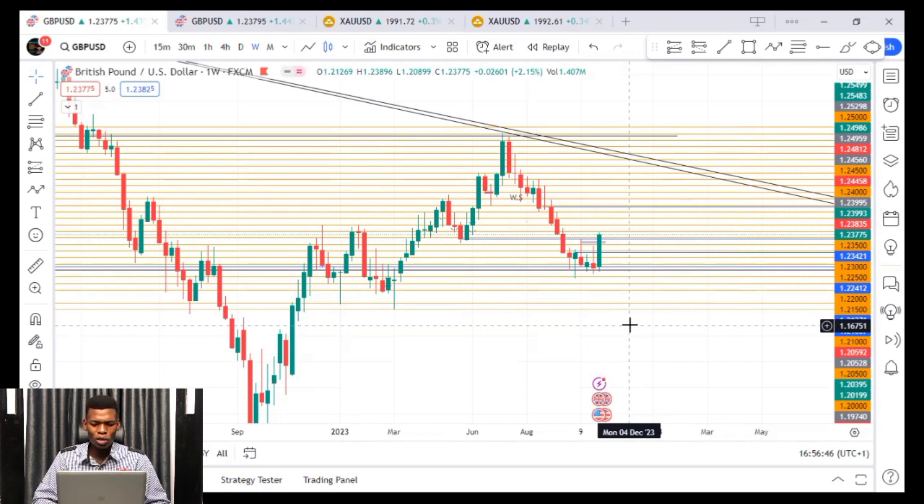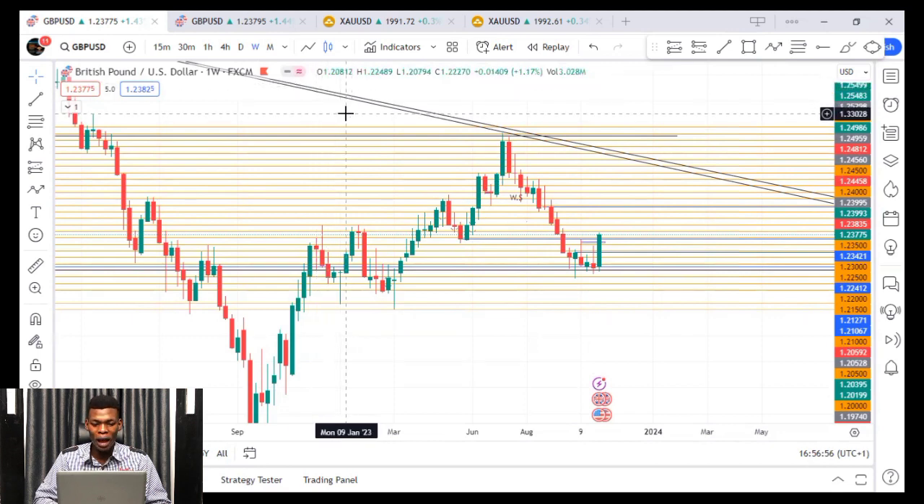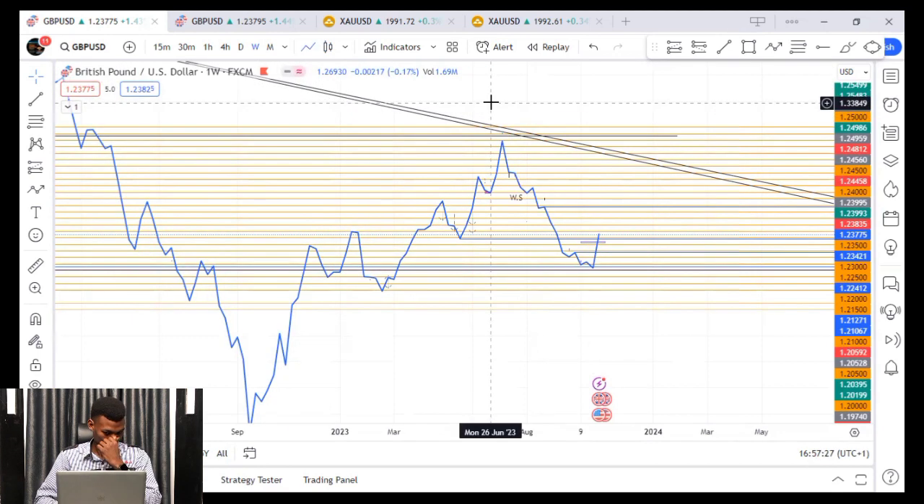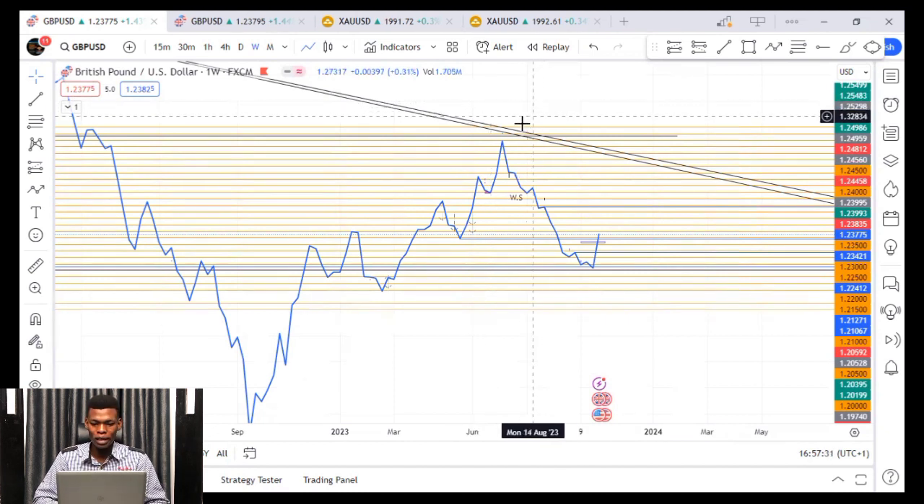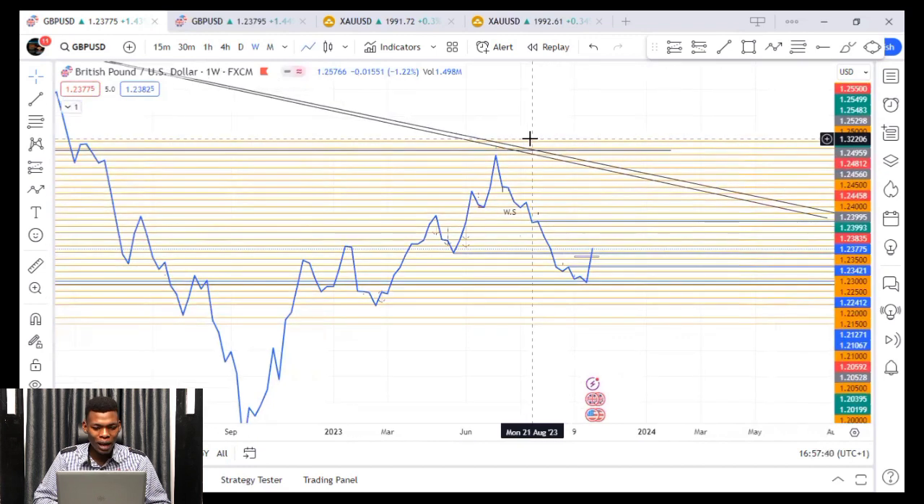So let's now check the zones that we have, and this is how I plot my own zones. I make use of the close of the candle, and to get that done easily, I make use of my line. The reason why I love using the line is because it only prints the close of each candle. I only want to see the information that has to do with the close of the candle.